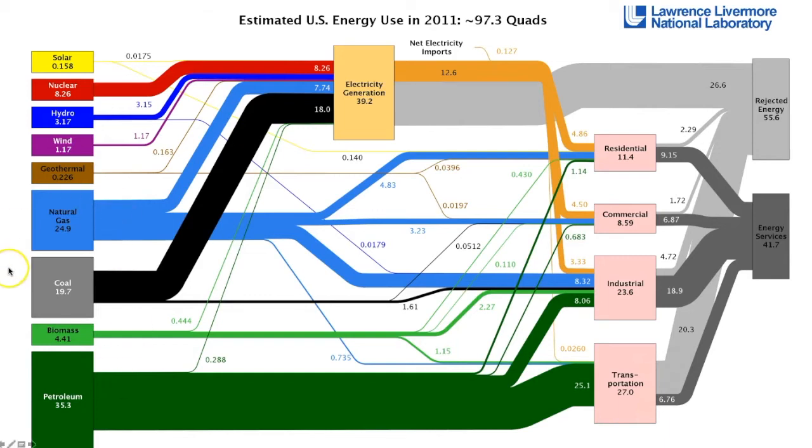And so you remember this diagram from before. If I just hide myself briefly, you can see that we have 35.3 quads, whatever that unit is, of energy that comes from petroleum products. And the bulk of that, 25.1, which is about 82% of the total petroleum, goes into the transportation industry. So most of it is going into transportation.